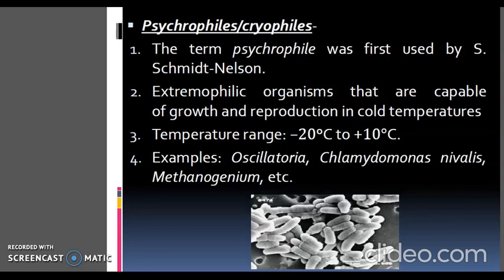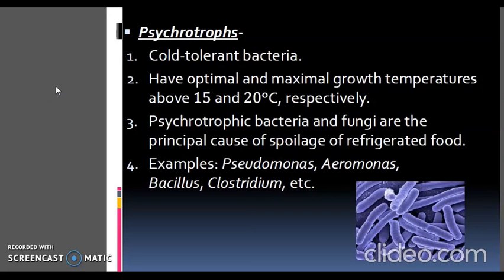The term psychrophile was first used by S. Kingham and Nelson. They are extremophilic organisms that are capable of growth and reproduction in cold temperatures. And the examples include Oscillatoria, Chlamydomonas nivalis, Methanogenium. Psychrotrophs are facultative psychrophiles. They are cold-tolerant bacteria. Psychrotrophic bacteria and fungi are the principal cause of spoilage of refrigerated food and the examples include Pseudomonas, Aeromonas, Bacillus, Clostridium.